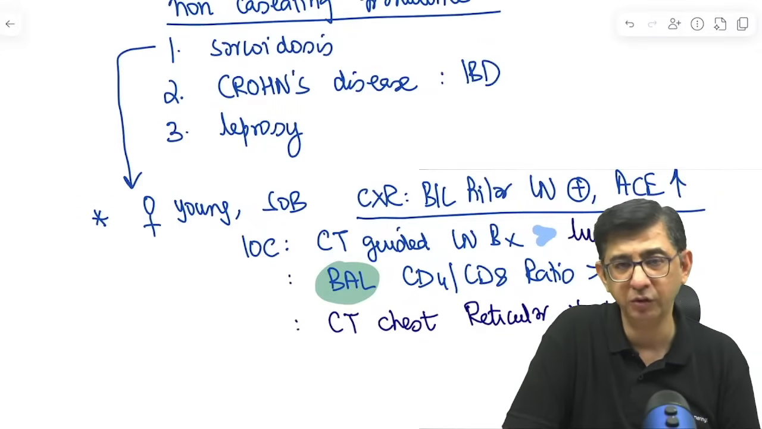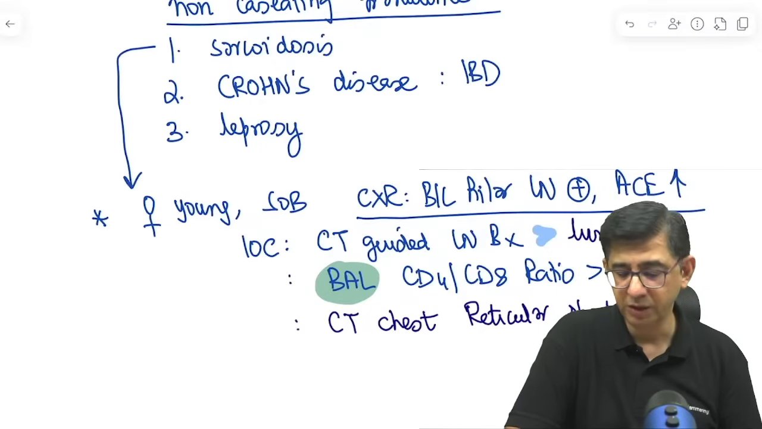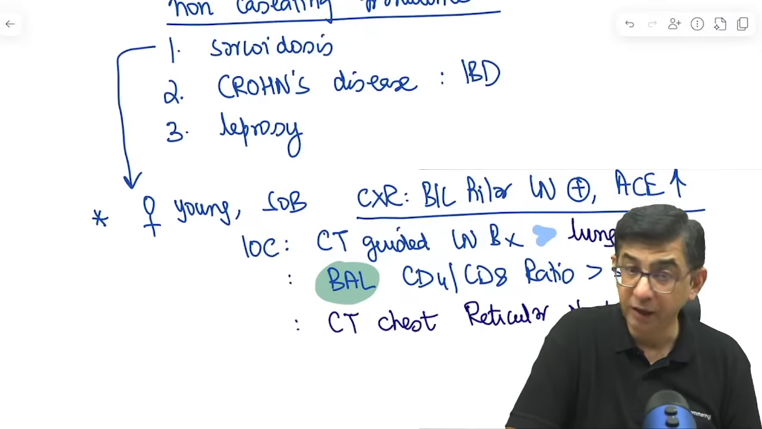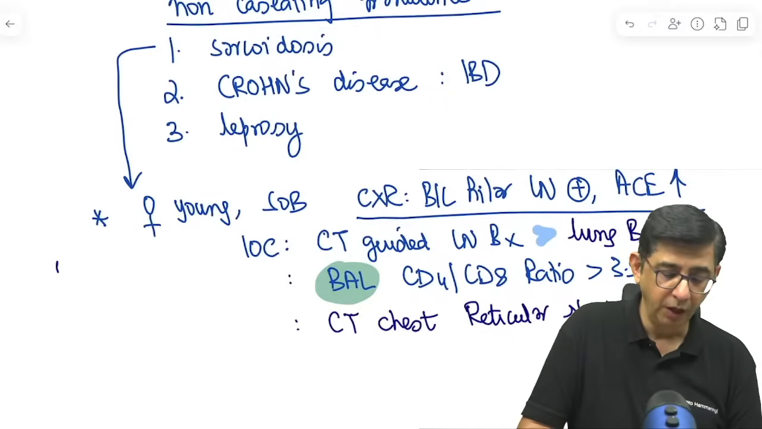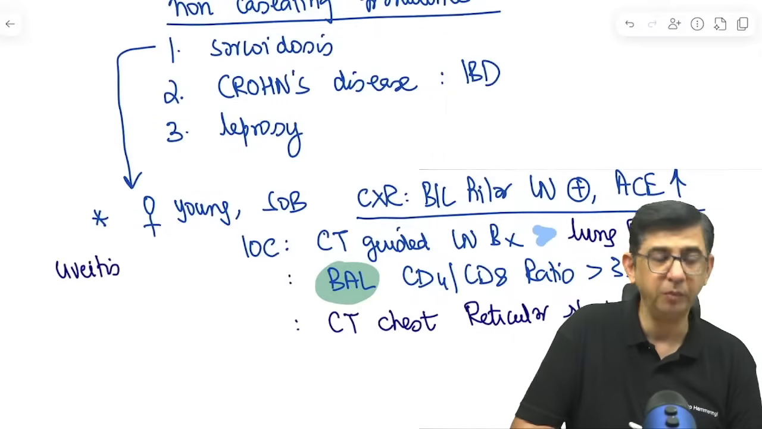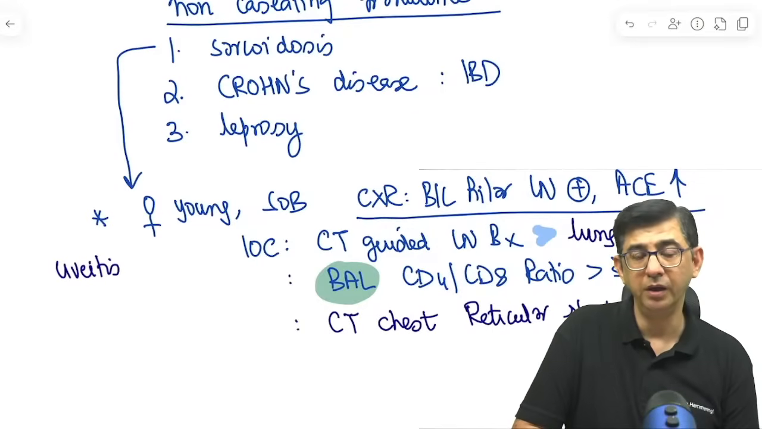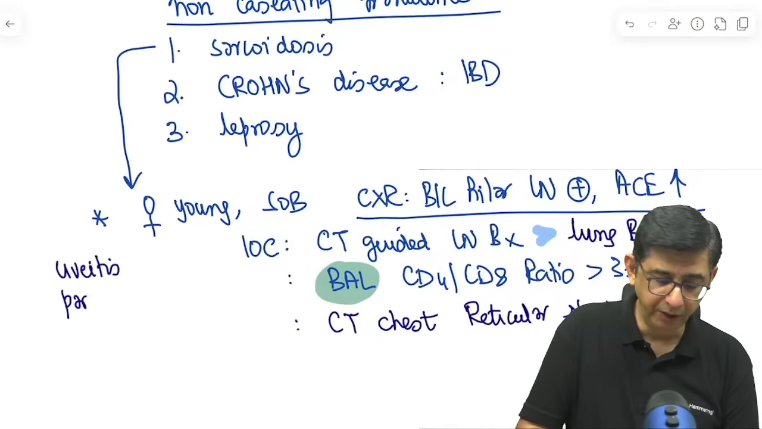CD4 to CD8 ratio more than 3.5, and then he might say the word CT guided lymph node biopsy, lung biopsy, all of them described, then the answer is CT guided biopsy. Skin involvement is asked, that is in the form of uveitis. Then the salivary gland involvement can cause development of parotitis and bilateral seminal palsy.